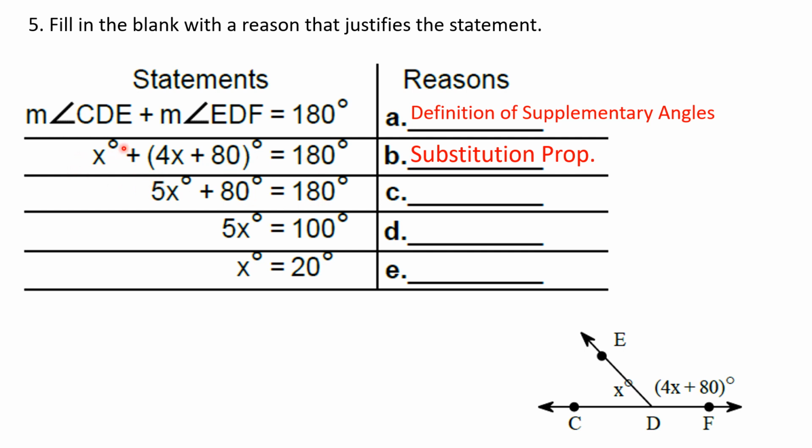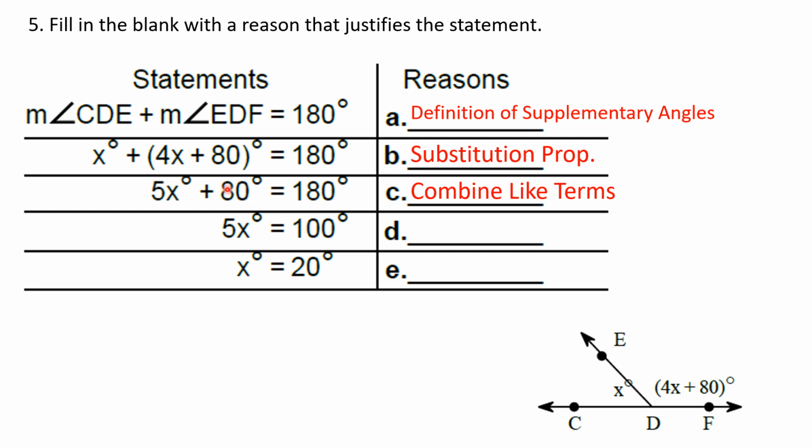All right, so line 2 to line 3. We have x degrees plus 4x plus 80 degrees equals 180. The right-hand side is staying the same, as you can see, but the left-hand side got a little bit smaller. So we just combined like terms there. Now from line 3 to line 4, 5x degrees plus 80 degrees equals 180 degrees, and then it changes to 5x degrees equals 100 degrees.